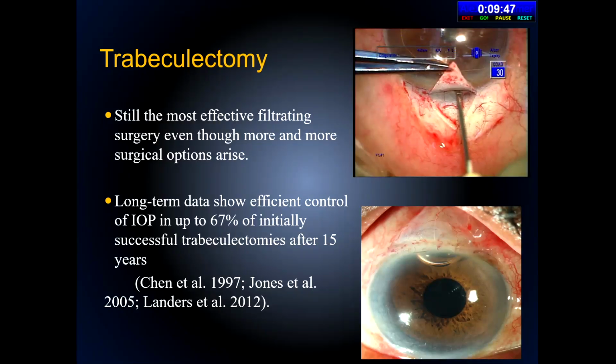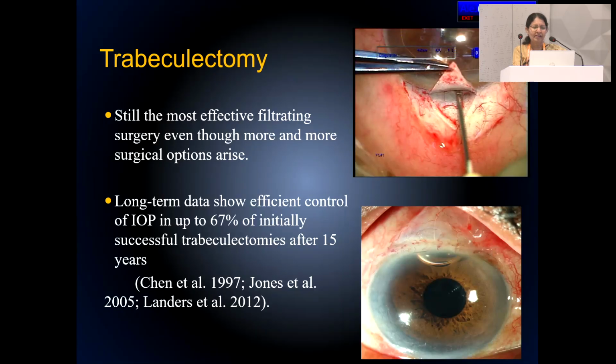I will be talking on how anterior segment imaging helps in post-anti-glaucoma surgeries. Trabeculectomy is still the most effective filtering surgery, even though more and more surgical options and MIGS are now available. And the long-term data shows efficient control of IOP up to 67% of initially successful trabeculectomy after 15 years.